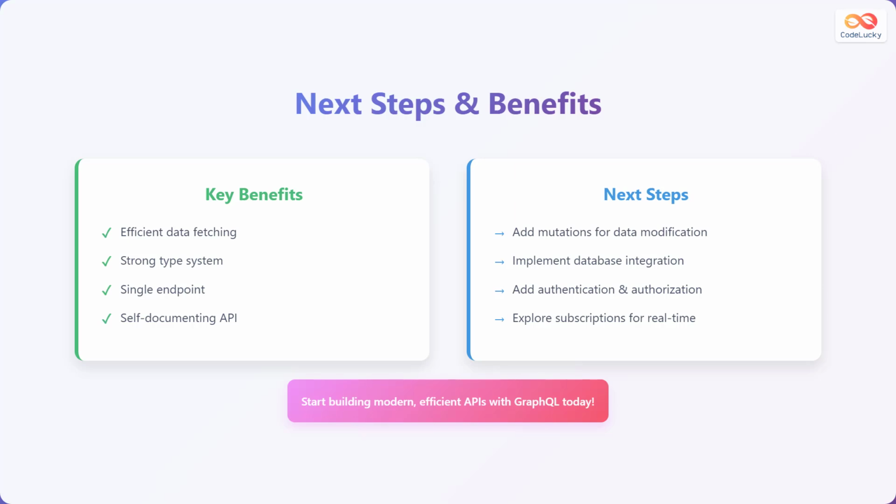Here are the next steps to take. First, add mutations for data modification. Second, implement database integration. Third, add authentication and authorization. Fourth, explore subscriptions for real-time functionality. Start building modern, efficient APIs with GraphQL today.